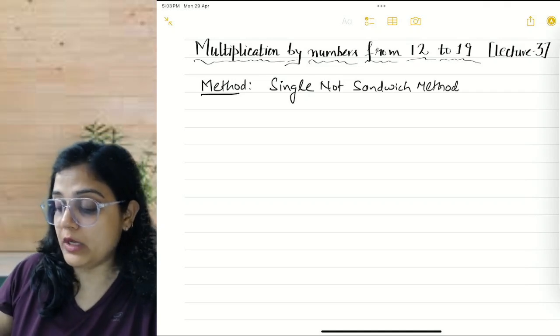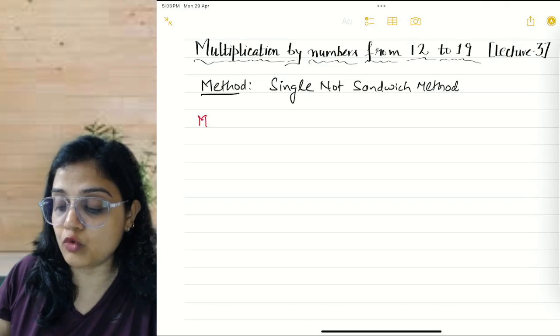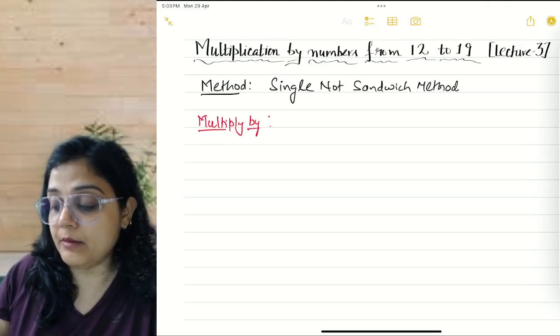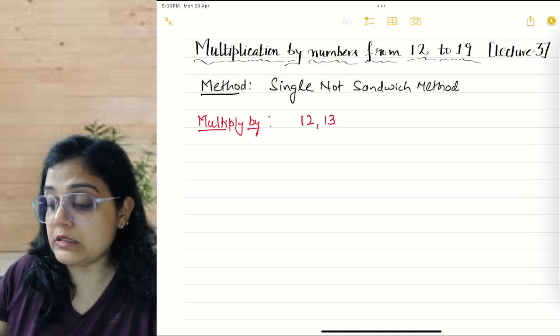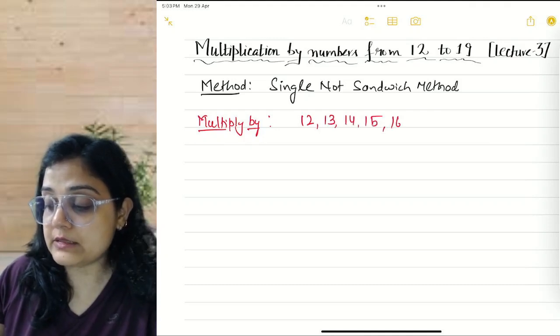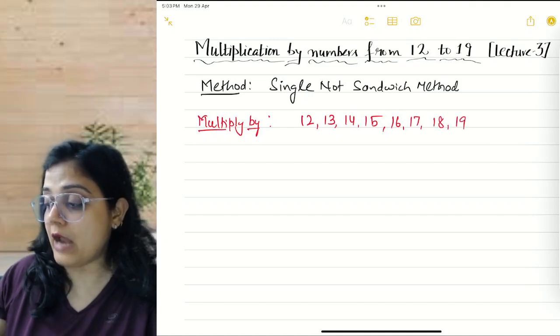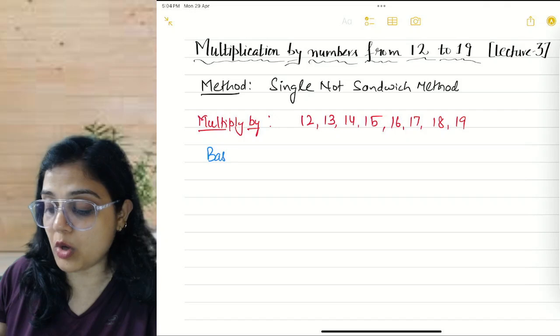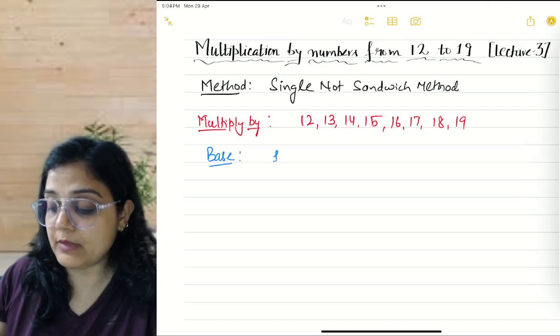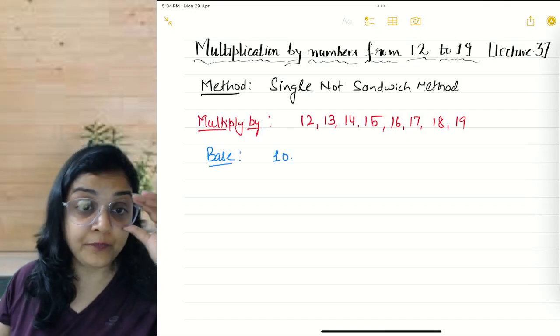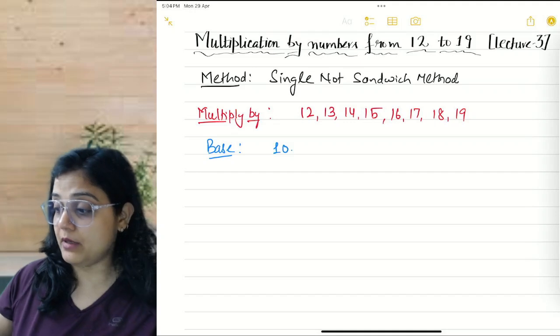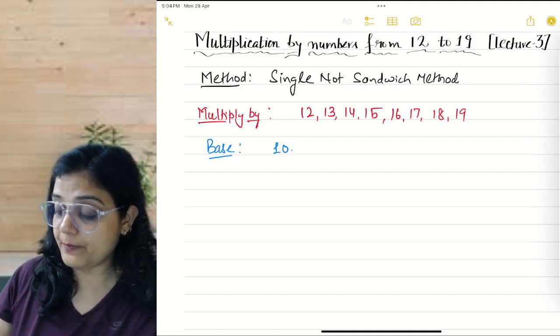What we are going to learn here is how to multiply by numbers like 12, 13, 14, 15, 16, 17, 18 and 19, and we'll consider the base for all these numbers as 10. All right, so we'll go with the example. Let's see the first example.